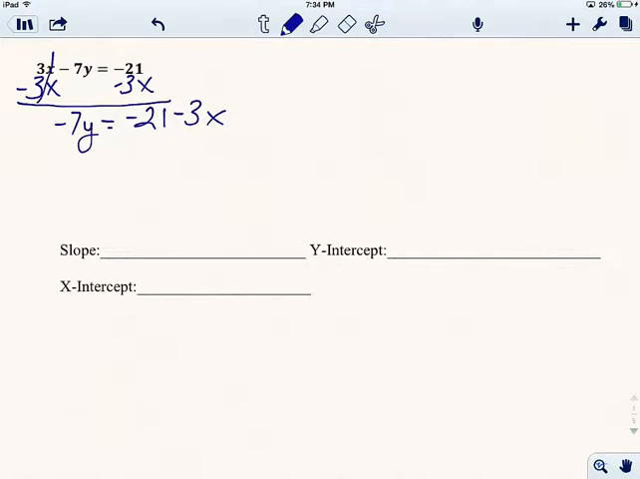Now, if I look over here at the 7y, y is still not by itself. So my last step is to cancel out that negative 7 by dividing everything by negative 7. Okay, so now I'm going to cancel my negative 7s out. Make sure that we divide by negative 7. That's a common mistake, is to just divide by 7 and forget about that negative sign.